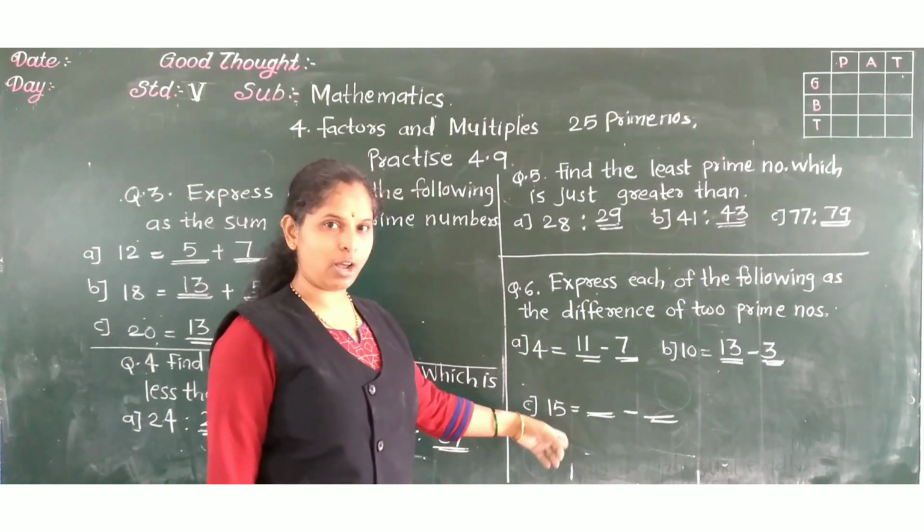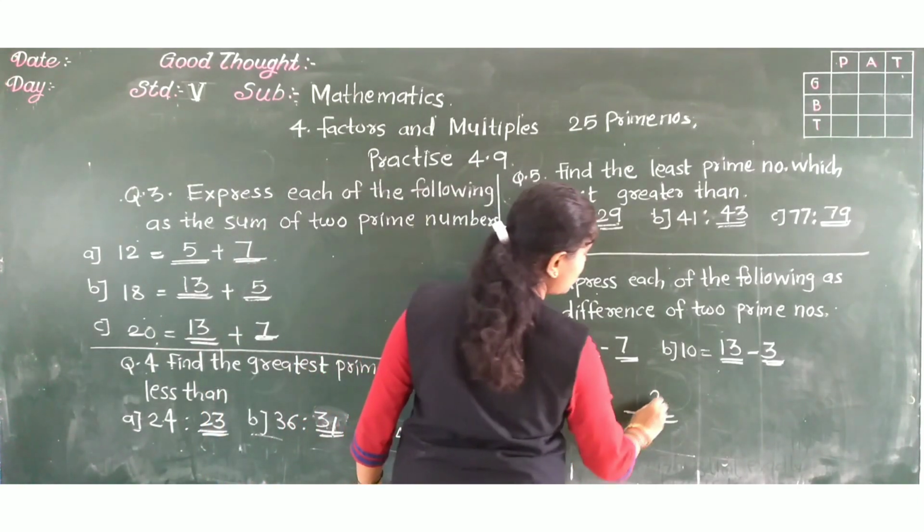Can you guess? 15 how? 17 minus 2. 2 is a prime number.